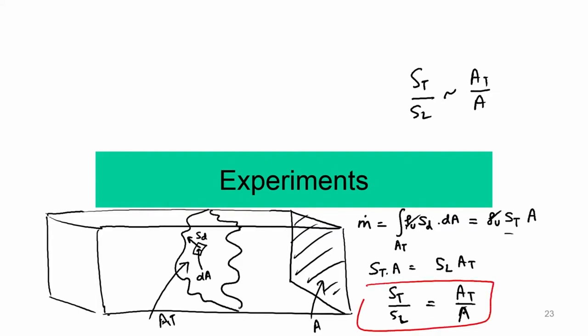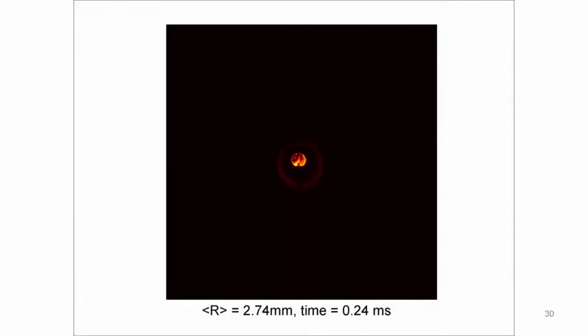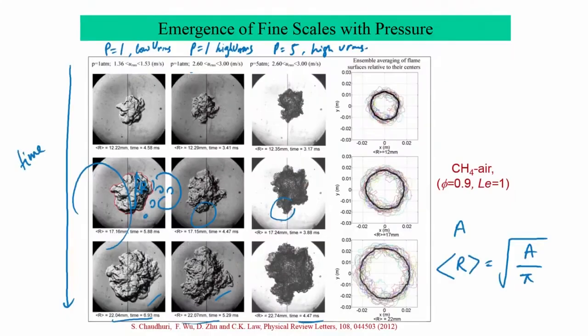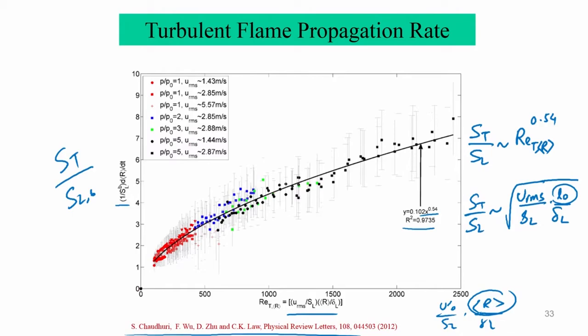Then we recapped why the turbulent flame speed divided by the laminar flame speed should be proportional to the flame surface area divided by the projected area, or the planar laminar flame surface area. Then we showed different state of the art turbulent flame speed experiments, and how the turbulent flame propagates, and how the multiscale structure of the turbulent flame emerges under the effect of turbulence. And then we showed why, for an expanding flame, the characteristic length scale should not be only the length scale of turbulence, but the average radius of the flame should be the characteristic length scale when you want to define turbulent flame speed as a function of Reynolds number.